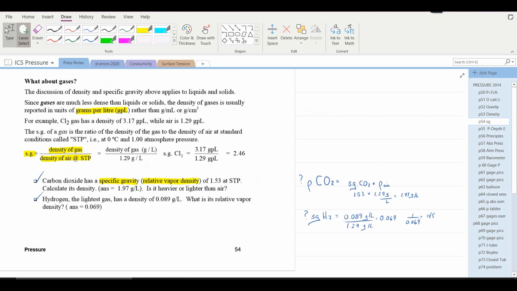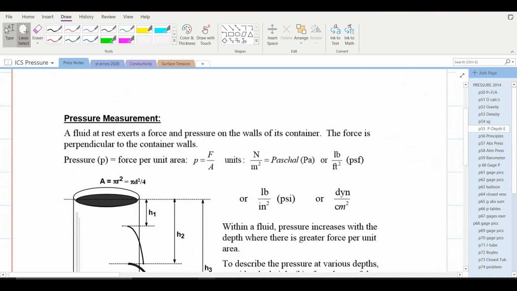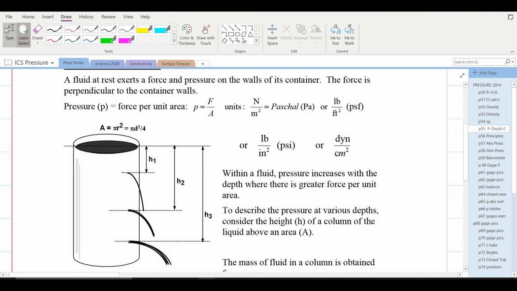Please take a look at page 55. On page 55, we'll finally get to calculate pressure. A fluid at rest exerts a force and a pressure on the walls of its container. The force is perpendicular to the walls of the container. So here's a cylinder filled with a liquid. It's got holes at 3 different levels, 3 different depths of liquid. And the deeper the liquid, the greater is the pressure, as evidenced by the fact that the liquid travels farther from the lower hole.